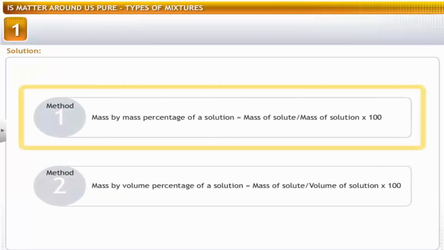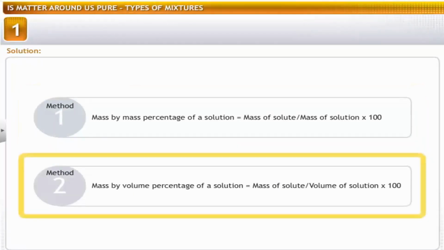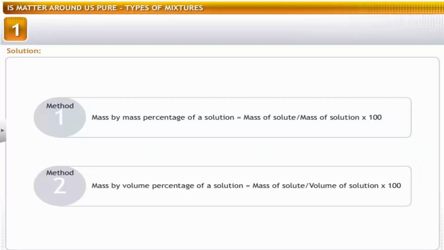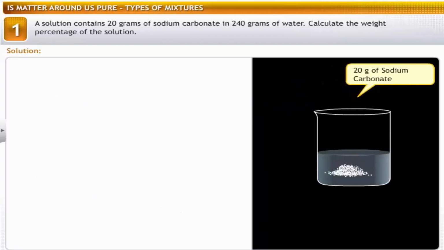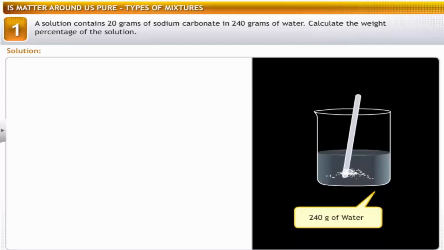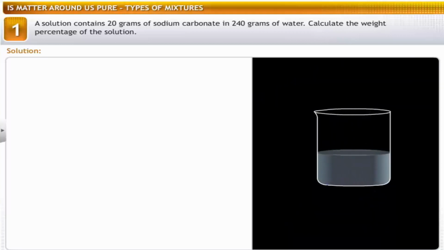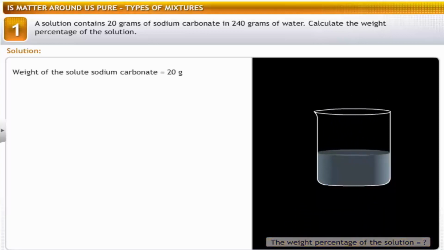Now that you know what mass by mass percentage and mass by volume percentage of a solution means, let's look at situations where these concepts can be applied. A solution contains 20 grams of sodium carbonate in 240 grams of water. You need to calculate the weight percentage of the solution. In the given problem, the weight of the solute, sodium carbonate, is 20 grams. The weight of the solvent, that is water, is 240 grams.